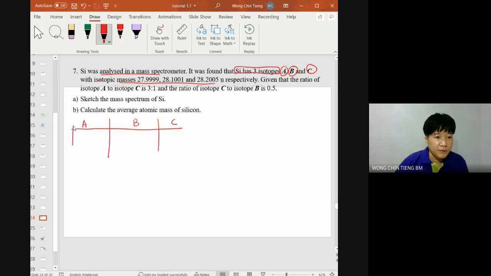So the isotopic mass, Mi, for A is 27.9999. B is 28.1001. Everything is in the unit of u. C is 28.2005.